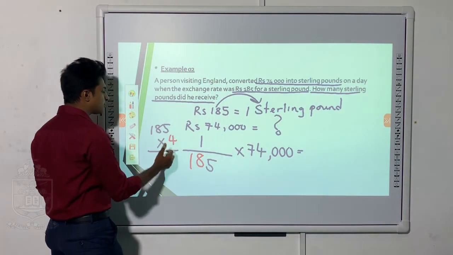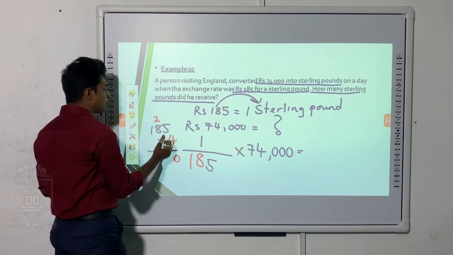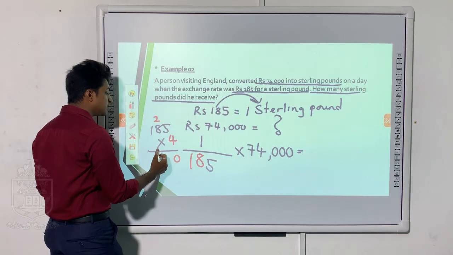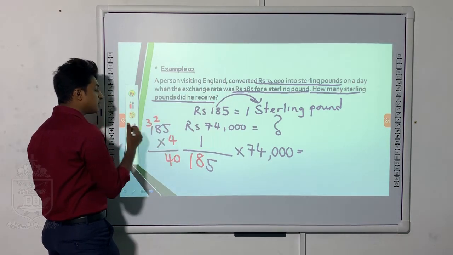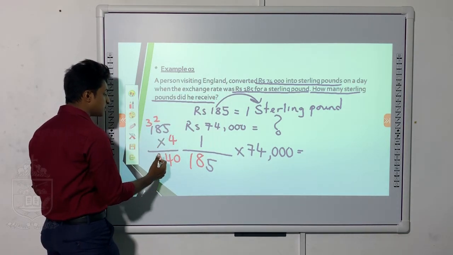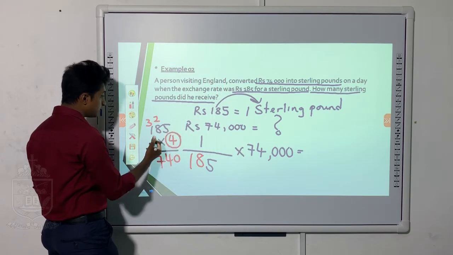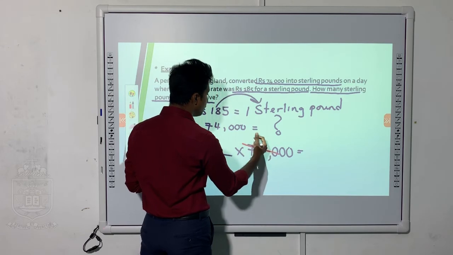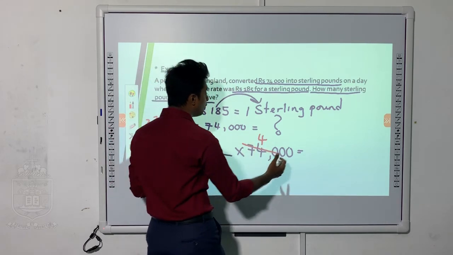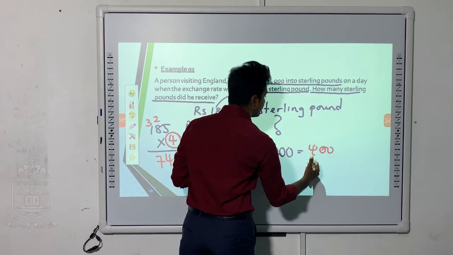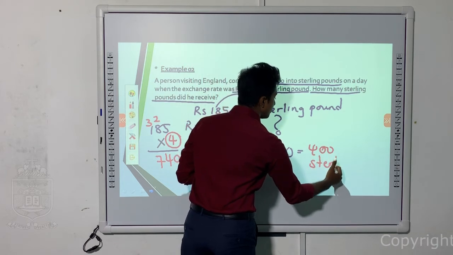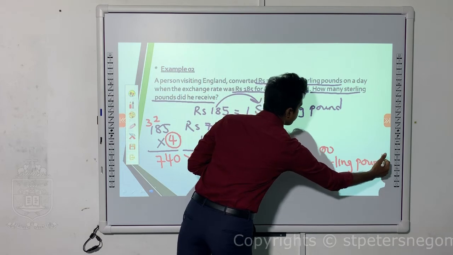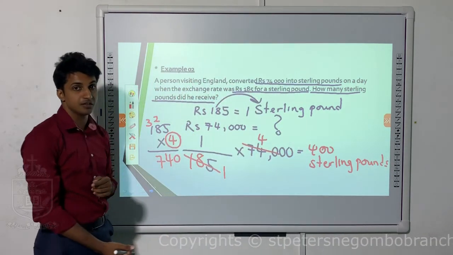Let's see 4. 4 times 5 is going to be 20. 4 times 8 will be 32. 32 plus 2 will be 34. Then 4 times 1 will be 4, 5, 6, 7. So yes, that is going to be 4. So 185 times 4. So that is going to be 400 sterling pounds. 400 sterling pounds. That is the answer I receive.